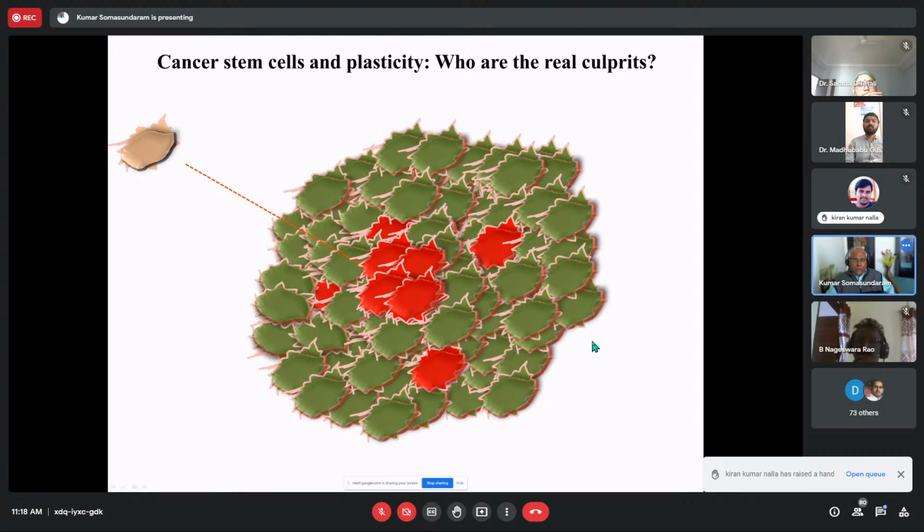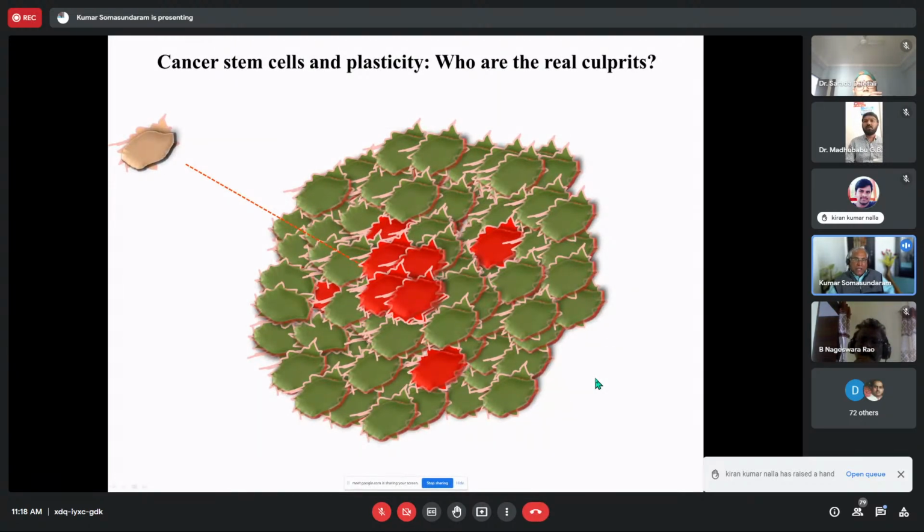Now, if you look at a tumor, the bulk of the tumor is made up of the differentiated cells. What is the function of these bulk cells? Are they there to just form a mass, or do they have a function? This is a question we asked.